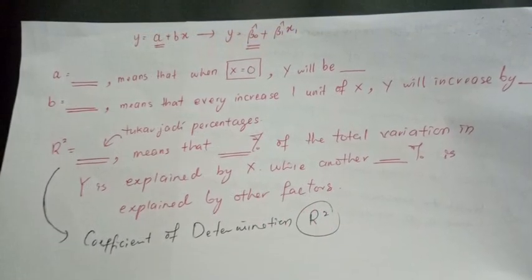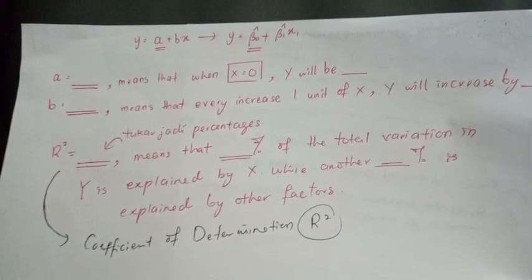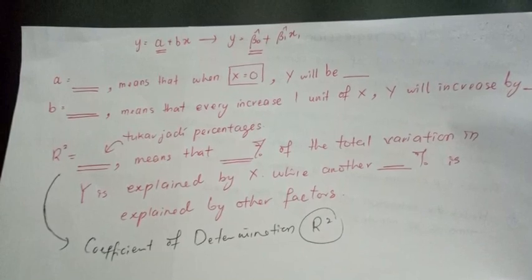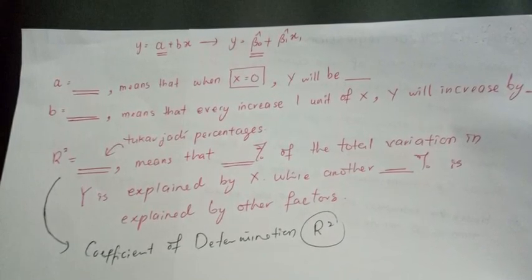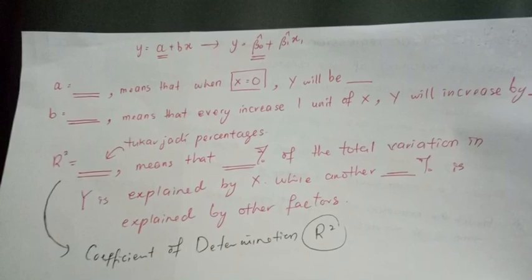Okay, this is the general interpretation of A, which represents our beta naught, and B represents our beta 1, and R squared, which represents the coefficient of determination. Okay, thank you.